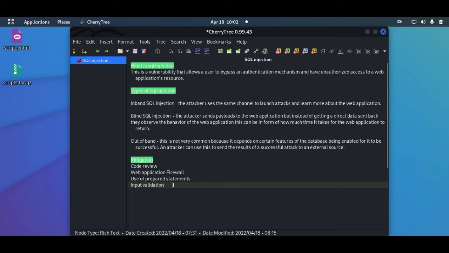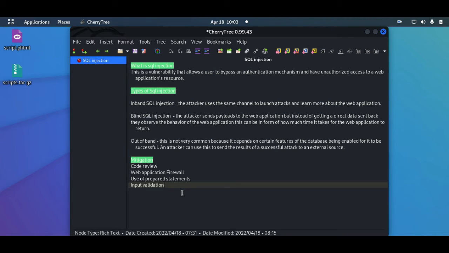The fourth one is input validation. This is just to ensure that we do not have unauthorized characters being passed to the web application. Unauthorized characters like special characters, that is the apostrophe, the double quotes, the question mark, are not allowed. We have input validation.